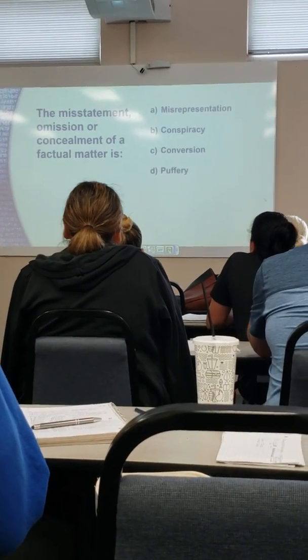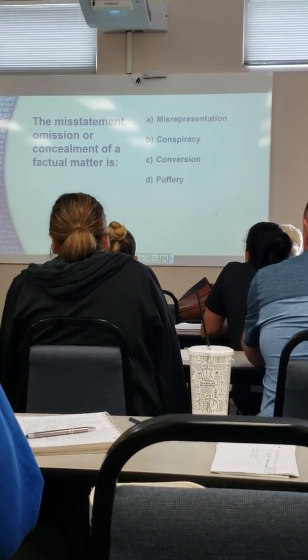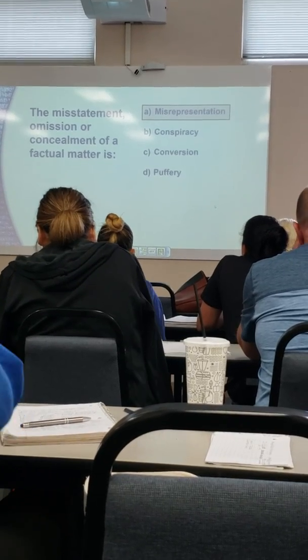Question: misstatement, omission, concealment of a factual matter is called misrepresentation. It's either fraudulent or negligent. Fraudulent means a criminal offense, a criminal act. Negligent means it's called culpable negligence.